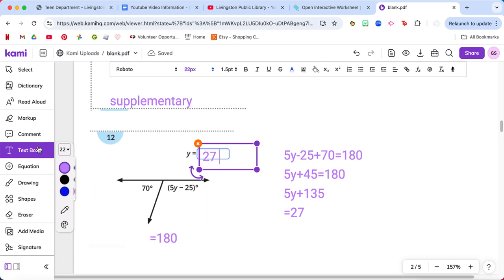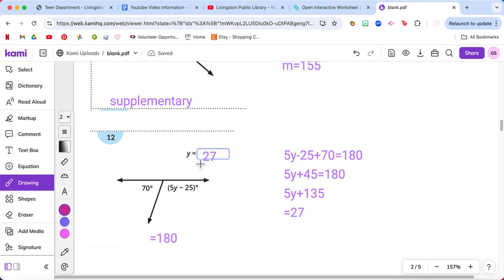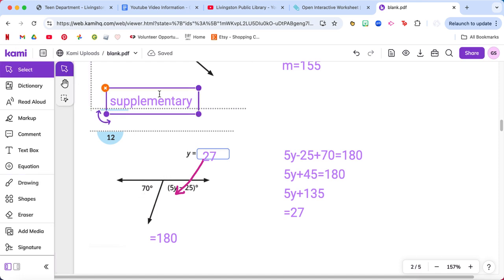And again, you can check this by plugging 27 into y here. And then once you get that answer, add 70, and then you should get 180.